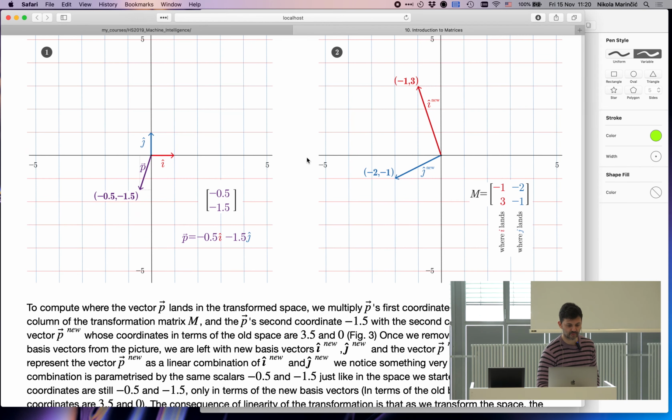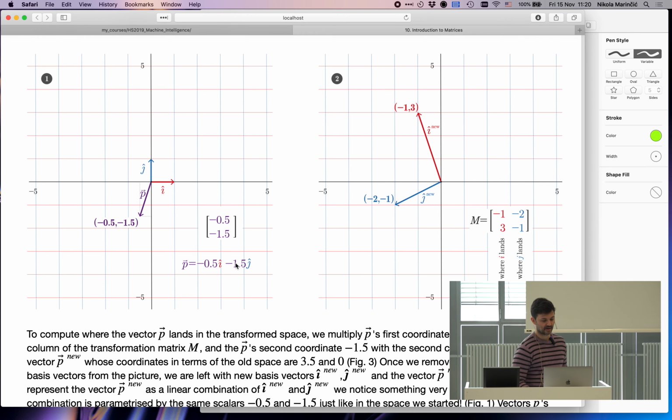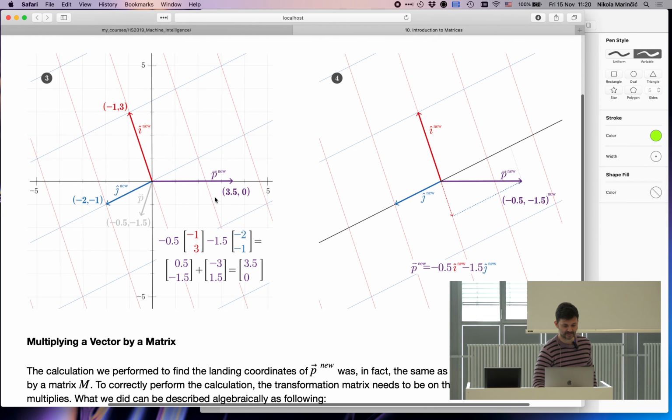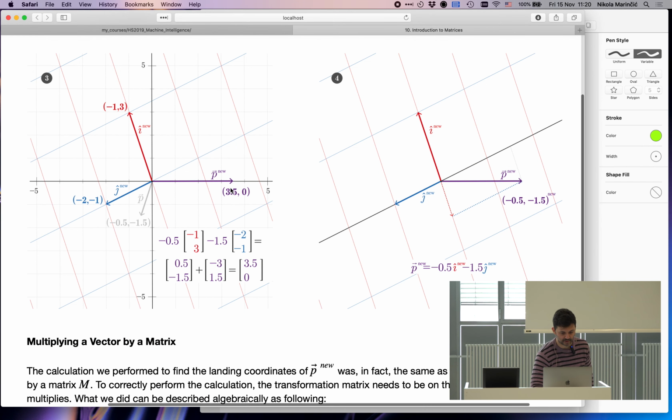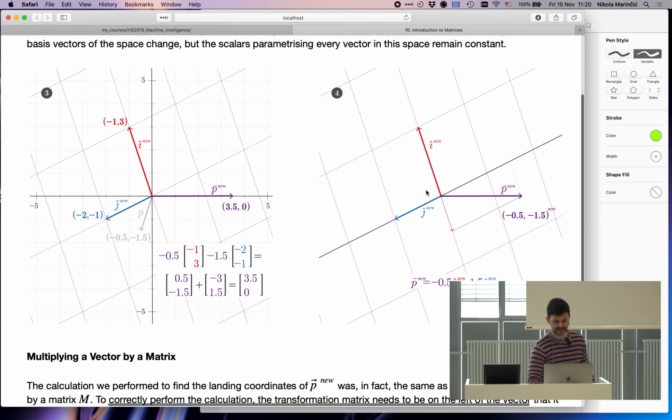And the interesting thing to ask, what happens to these coordinates, -0.5, when we transform the space? And the super interesting thing is that they remain the same. If we take this P in the old space, which is 3.5 and 0, and look at it only in the new space, now we here on this image number 4, we completely remove the old space, only remain with the new things. You can see that the coordinates in the new space are still the same coordinates. It's still -0.5 and -1.5.